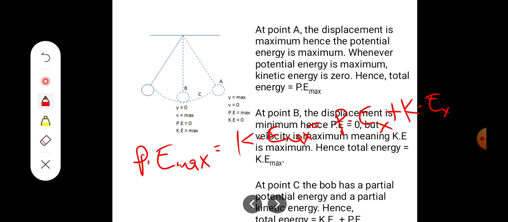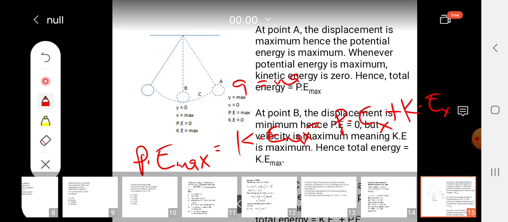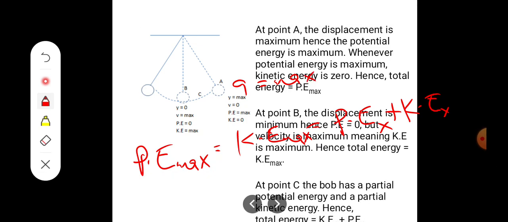Now I would like to say this: wherever displacement is maximum, your acceleration is also maximum. Whenever displacement is maximum, even acceleration is maximum. So note that. But whenever displacement is 0, acceleration is also equal to 0. Please note that.